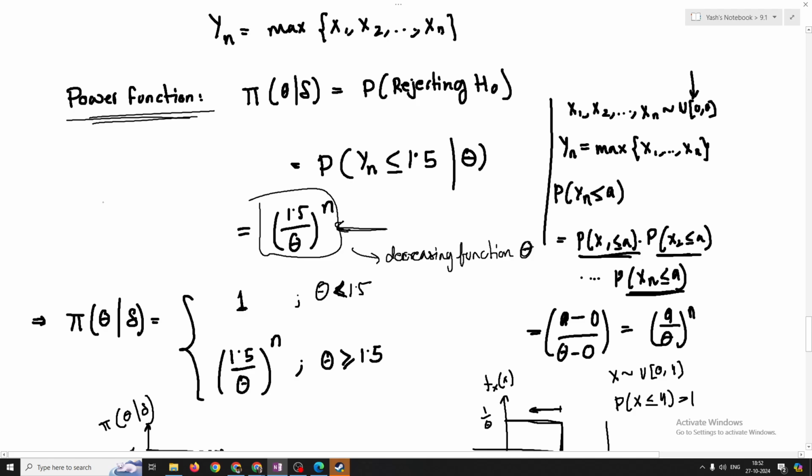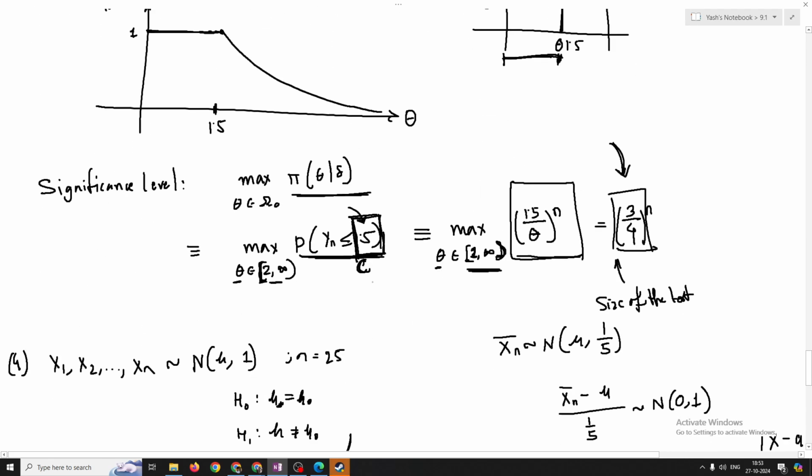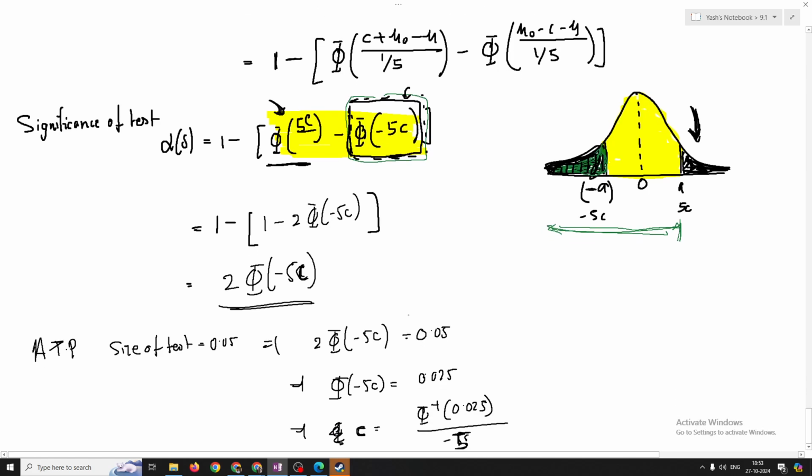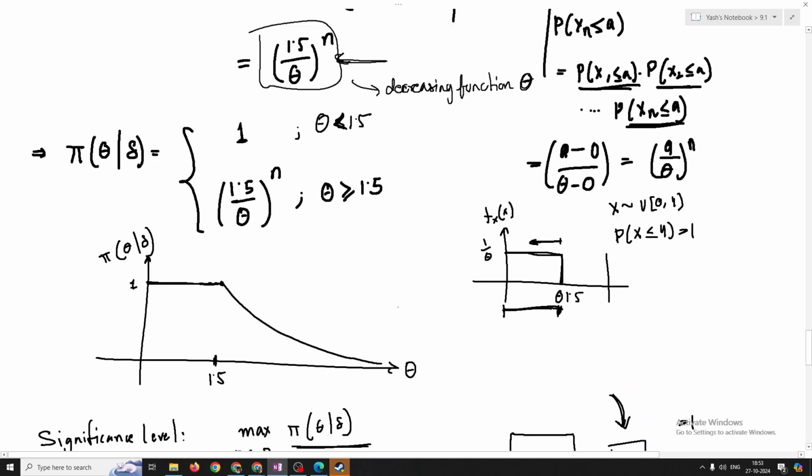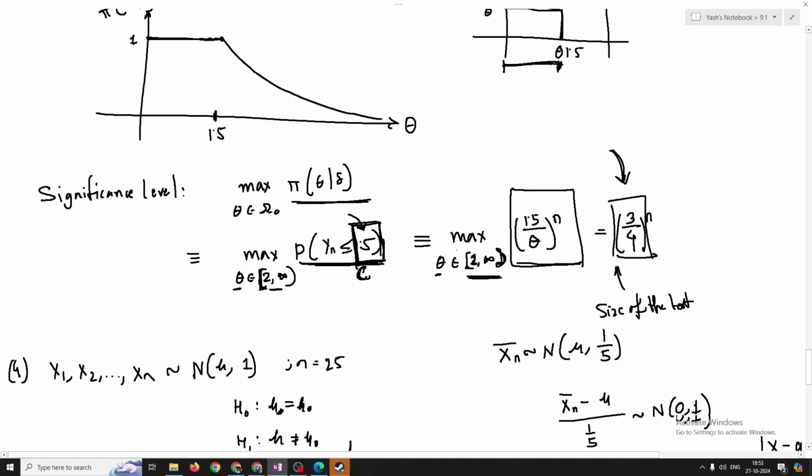So the entire 9.1 can be decomposed into three things: derive the power function, derive the significance level or the size of the test, or find the critical value such that the size of the test is something else. And let's say 80% of chapter 9.1 is just that. Is there any specific doubt from 9.1 that anyone has? Now would be a good time to ask.